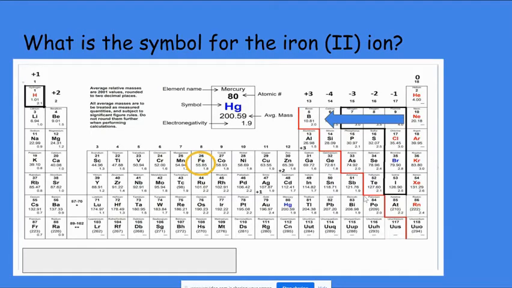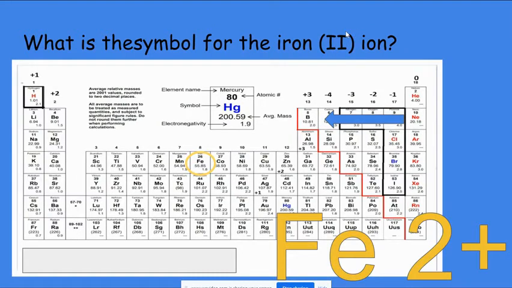Looking to the next example here, what is the symbol for an iron II or iron 2 ion? So the way that we would represent this is we look at our iron here, and we see that it's got a Roman numeral 2. So I know that iron has a +2 or an Fe2+ representation.